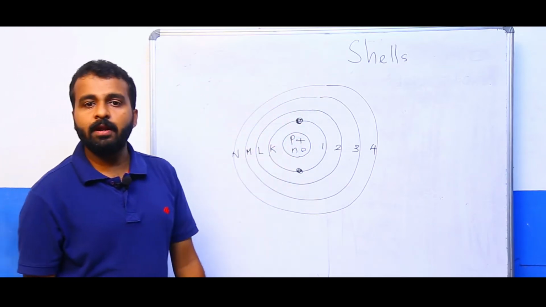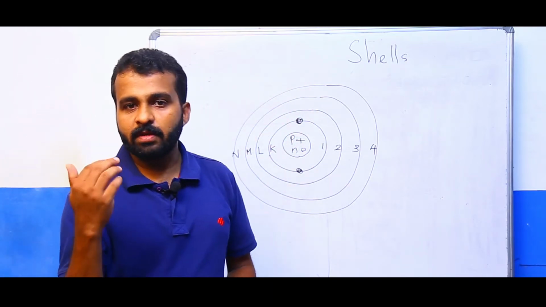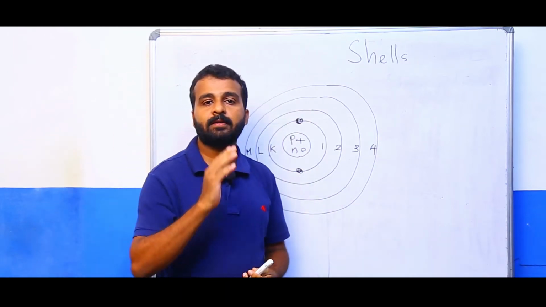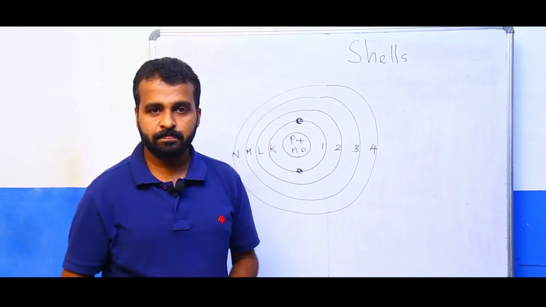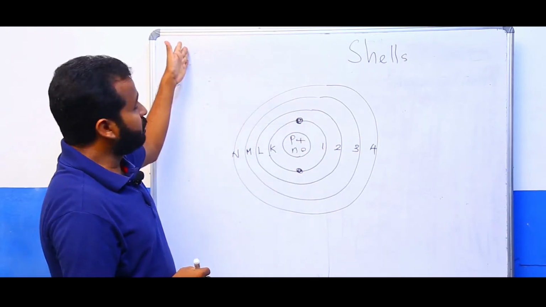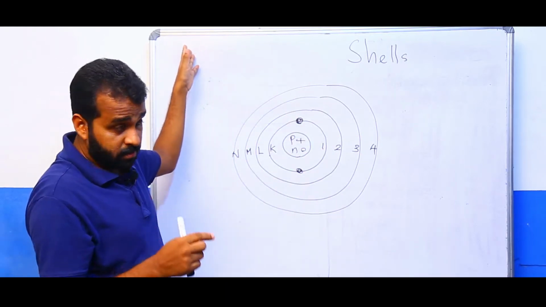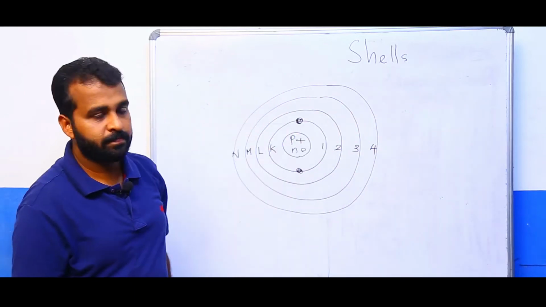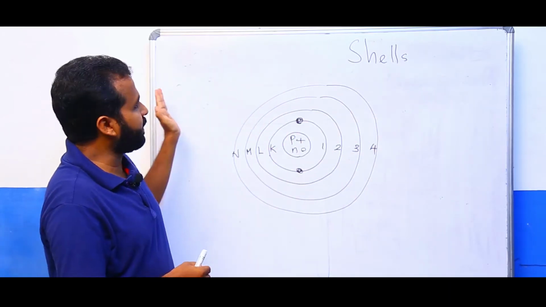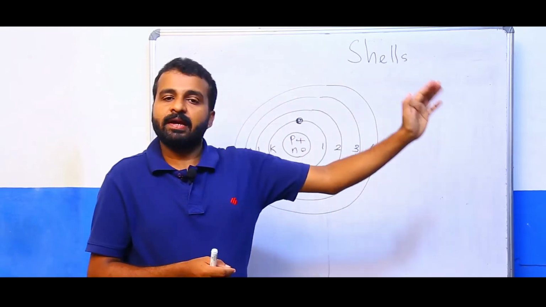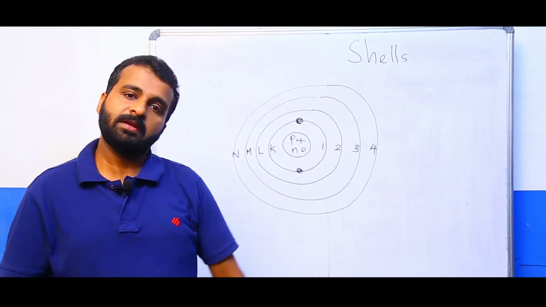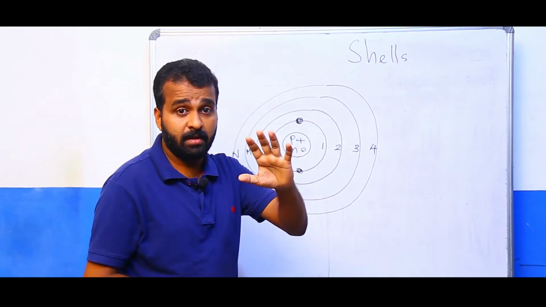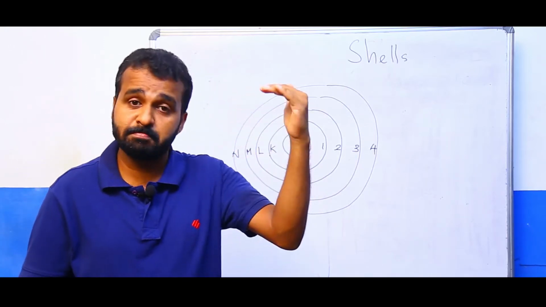In the modern periodic table, the elements are arranged in the increasing order of their atomic numbers. On the left side, we can see hydrogen with atomic number 1, and on the right side, helium with atomic number 2. So, in the modern periodic table, elements are arranged in increasing order of atomic number. We have already studied that. What is atomic number? Atomic number is the number of protons present in an atom.